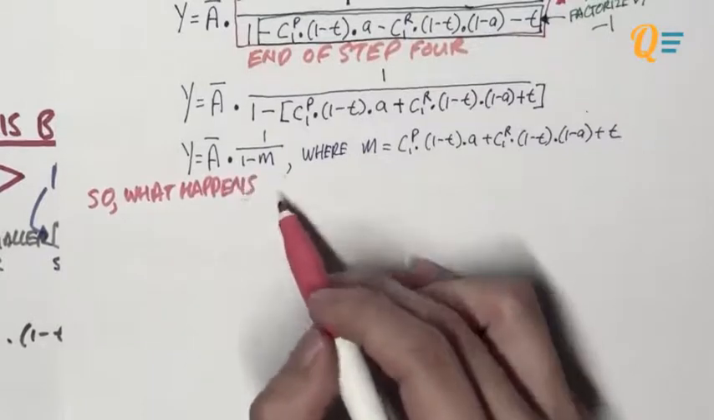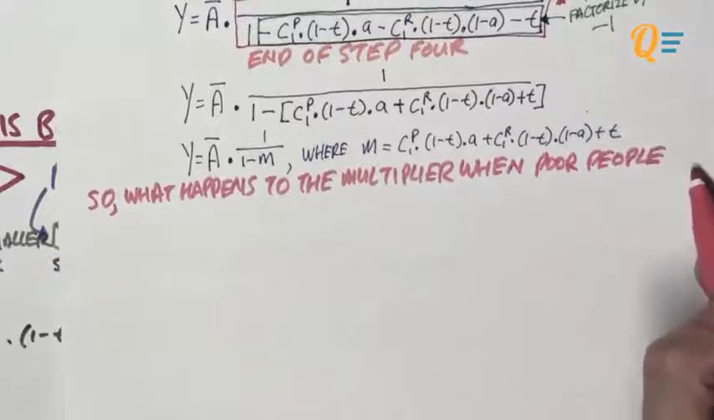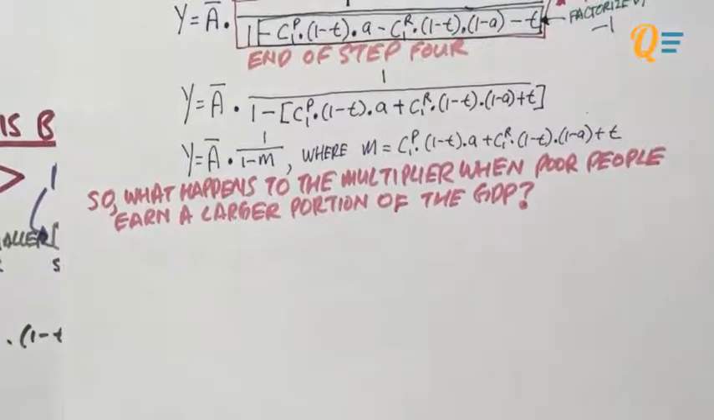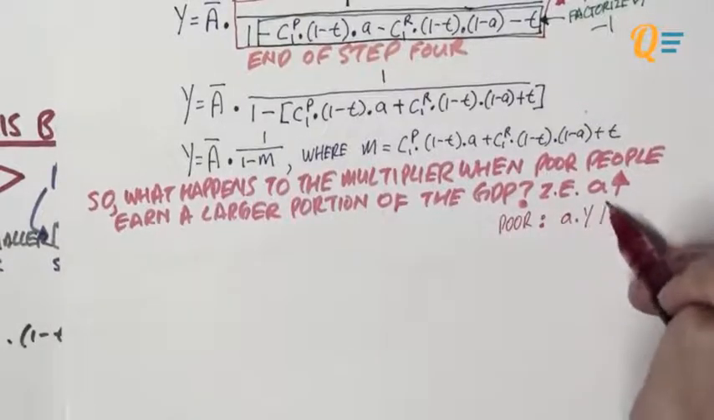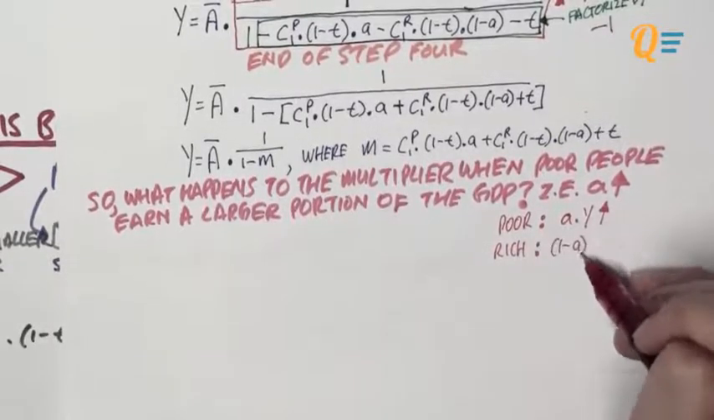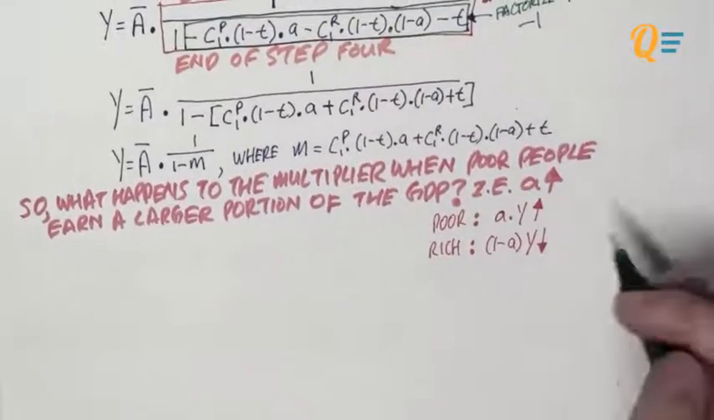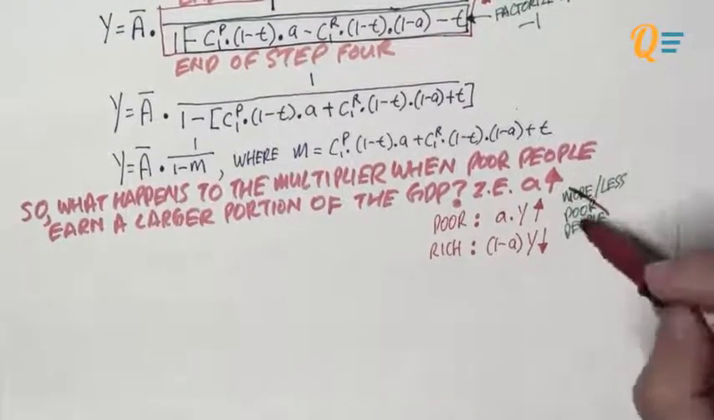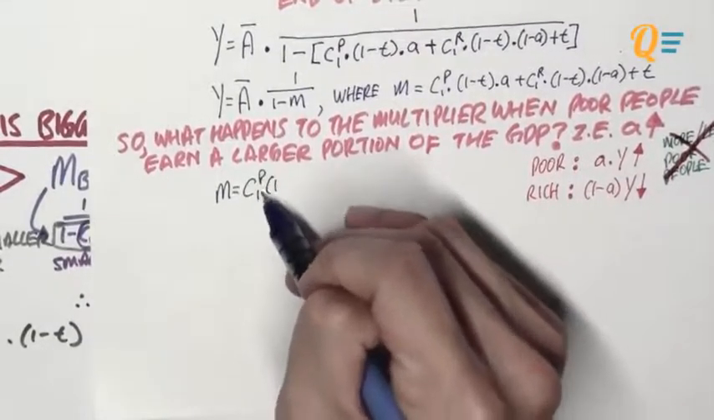So, what happens to the multiplier when the poor people start to earn a larger portion of the GDP? Well, in this case, what we're trying to say is that alpha has increased. So if you look at the poor people's income, which is alpha times y, this whole figure will increase because of an increase in alpha. And the rich people will start to earn less, because 1 minus a bigger alpha would be a smaller figure. So I'm not saying that there are more or less poor people, I'm just saying that the poor people are earning more at the moment, due to some reason.